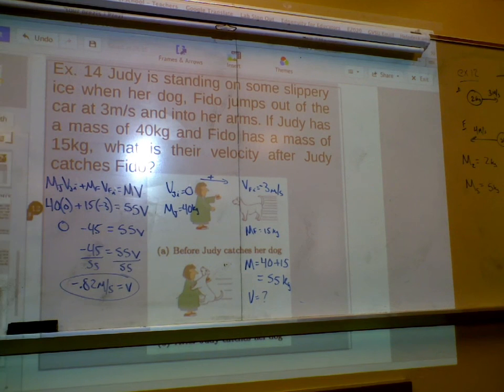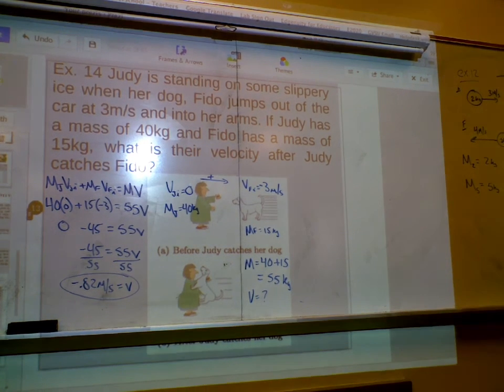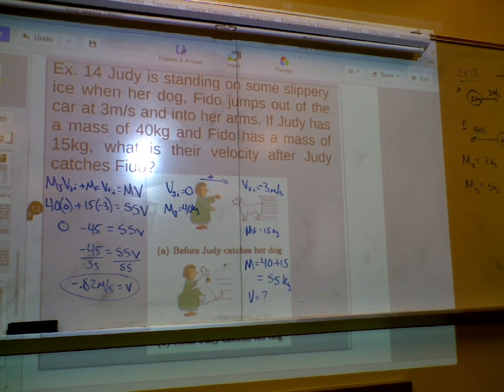Now some of you are probably saying, whoa, this happens all the time. My dog jumps in my arms, I don't move. That's because your feet apply a force keeping you still. That's why it's important that Judy's on the ice, because the ice is slippery. So when the dog jumps in her arms, she can't push back. She slides. Okay? Any questions?